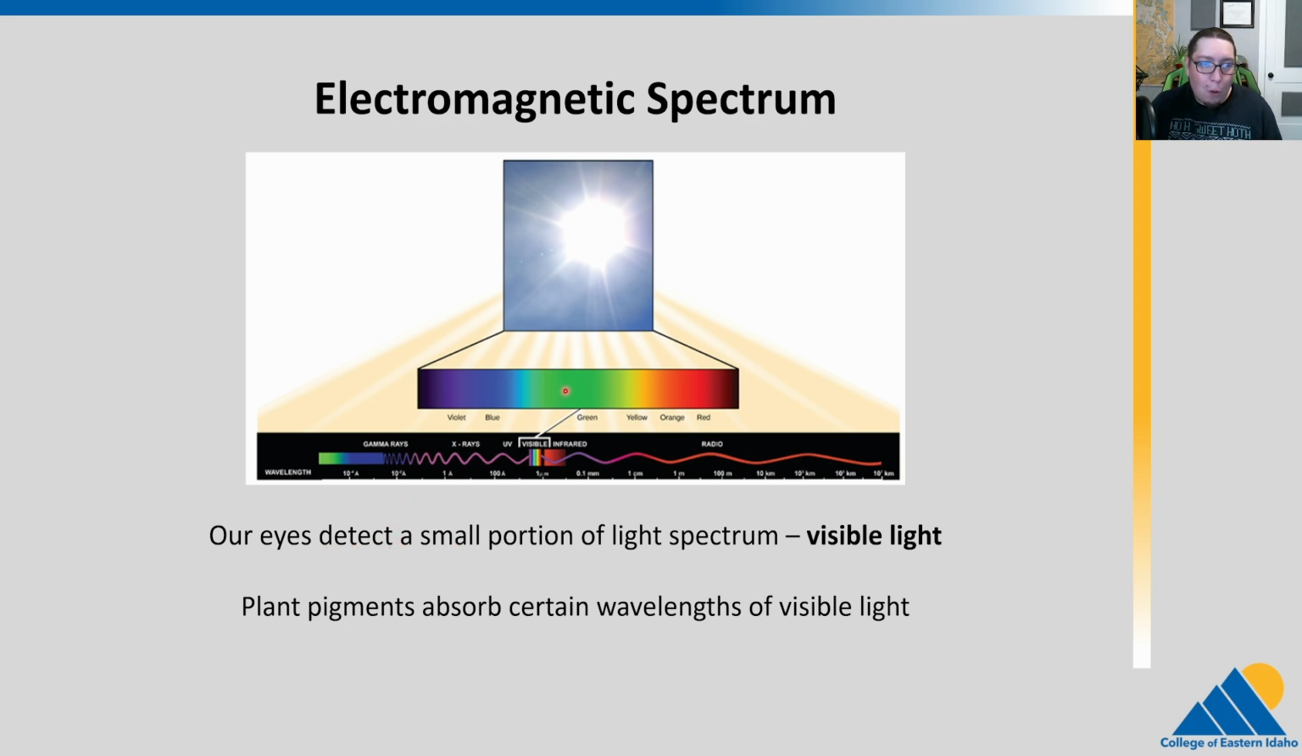But we're going to talk about visible light and plant pigments, because plant pigments can absorb certain wavelengths of light. So we're going to talk about absorbing, but we also have to talk about reflecting or transmitting. So we have something like chlorophyll, a plant pigment. Which color or wavelengths of light do you think that absorbs? Go ahead and pause the video. Think about that for a second.